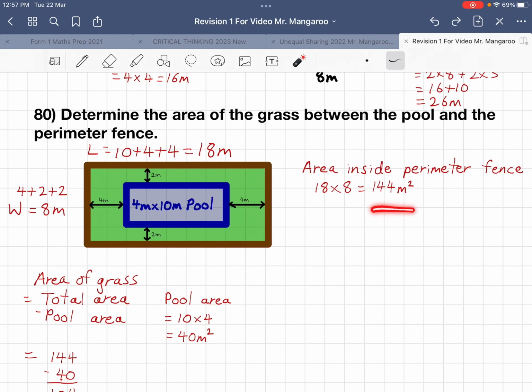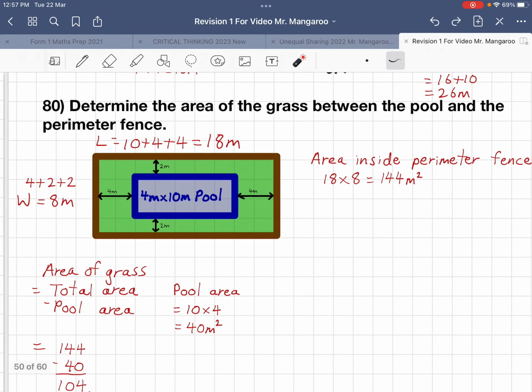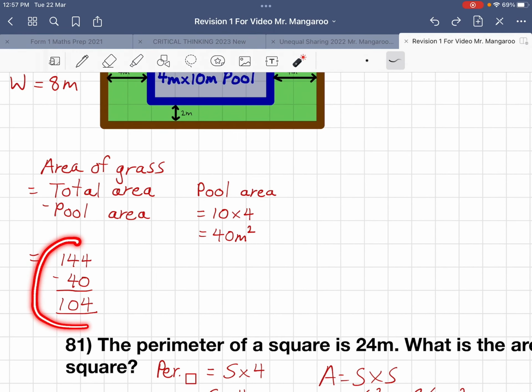18 by 8 is 144. And 4 by 10 is 40. So 144 minus 40 is 104 meters squared.